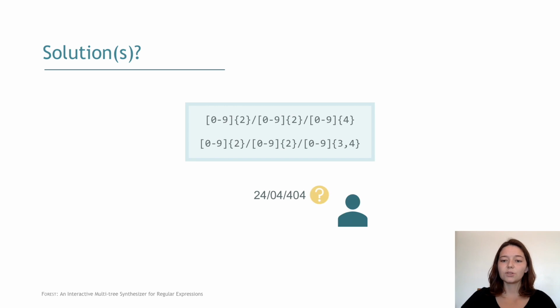This new string is then shown to the user, who is responsible for deciding whether or not it's a valid value for the input field. The user would say in this case that this is not a valid value for the input field, so Forest would eliminate the bottom regex from the search and return the top expression to the user.